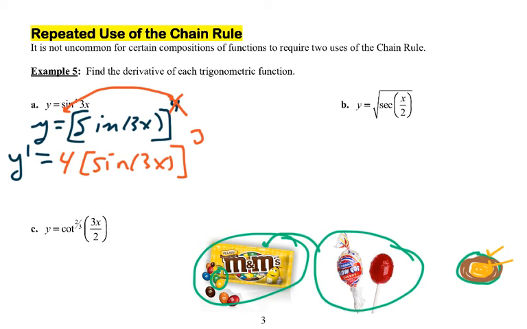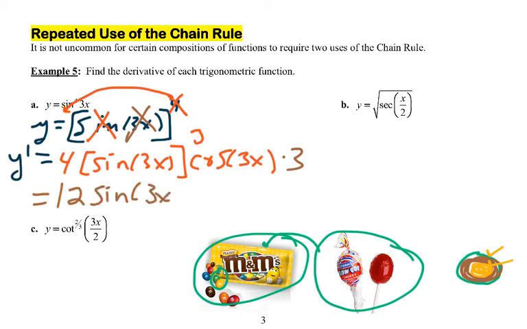Okay, now deal with the sine, or the chocolate. The derivative of sine is cosine. Do not touch the peanut. The derivative of 3x is 3. There were 3 functions, 3 links in the chain, and when I clean it all up, I'd have 12 times sine of 3x times cosine of 3x.